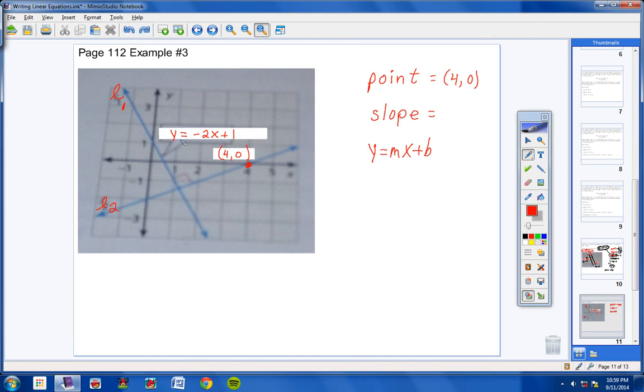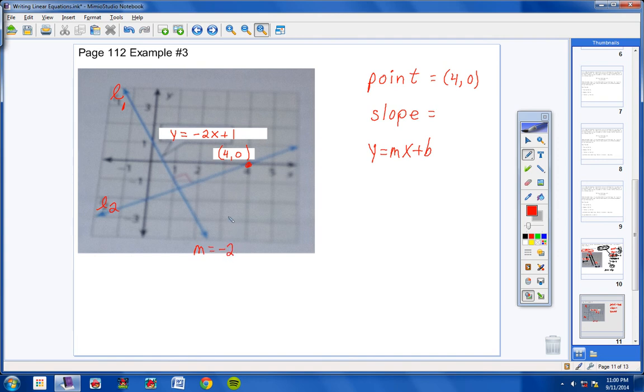Here's your equation. y equals negative 2x plus 1. So y is all by itself, so the number next to the x is your slope. So here's x right here. Here's your x coefficient right here, negative 2. So the slope of line 1 right here is negative 2.